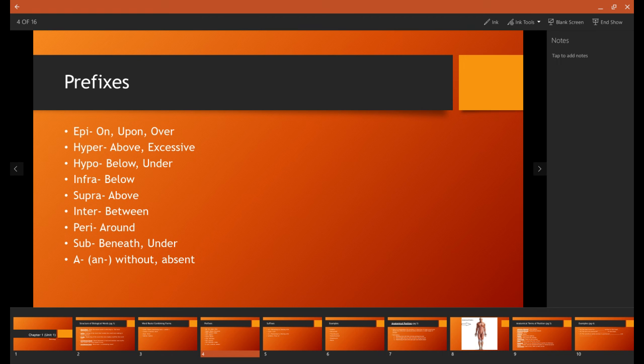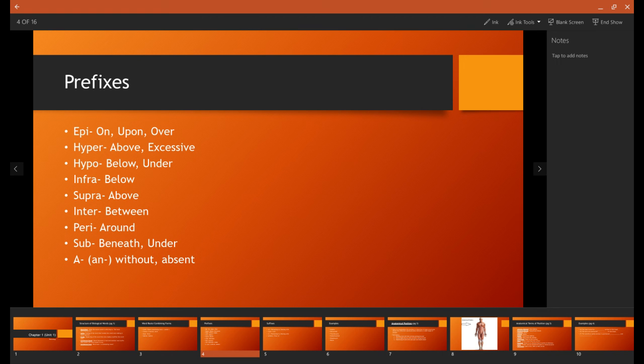The prefix infra will mean below. Supra will mean above. And we'll see that in Unit 4 specifically. There is a hole above your eye orbit, which is a hole will be a foramen, but we'll learn that here in just a bit. And it's just called whether it's above or below that eye orbit. So infraorbital foramen or supraorbital foramen.